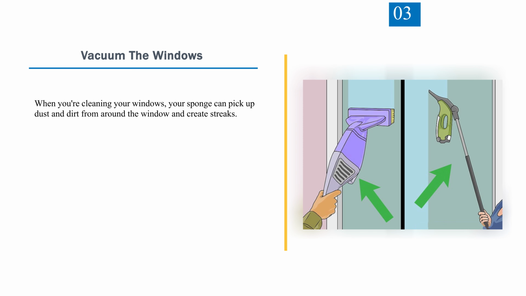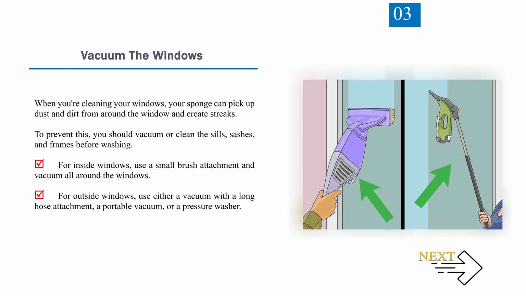Number 3. Vacuum the windows. When you're cleaning your windows, your sponge can pick up dust and dirt from around the window and create streaks. To prevent this, you should vacuum or clean the sills, sashes, and frames before washing. For inside windows, use a small brush attachment and vacuum all around the windows. For outside windows, use either a vacuum with a long hose attachment, a portable vacuum, or a pressure washer.